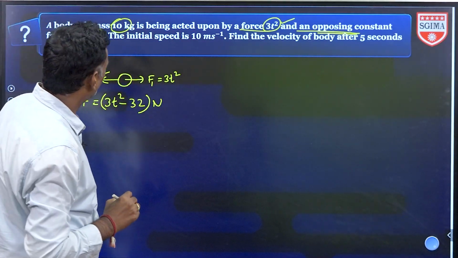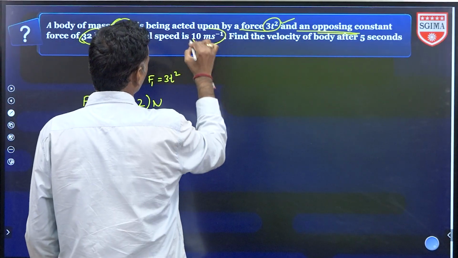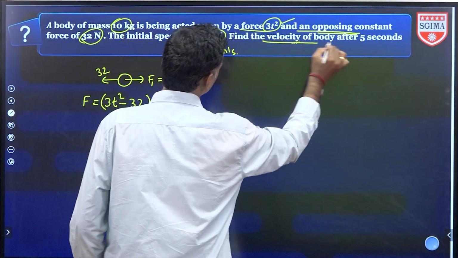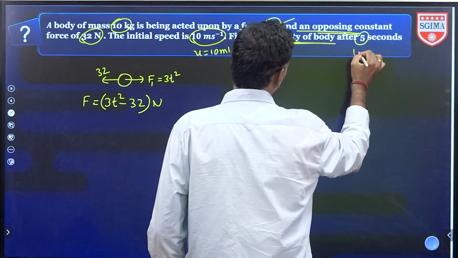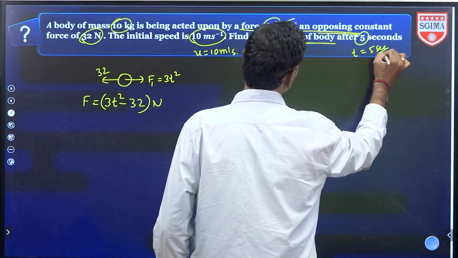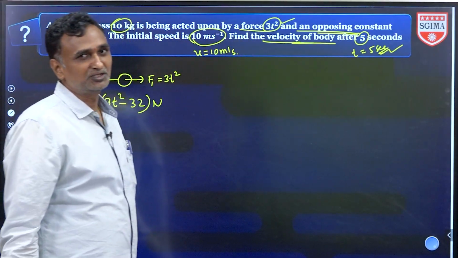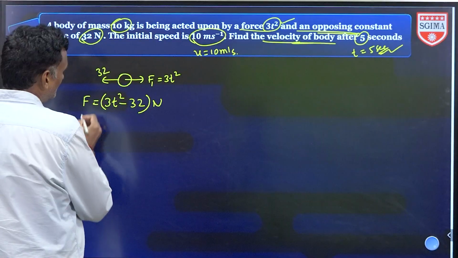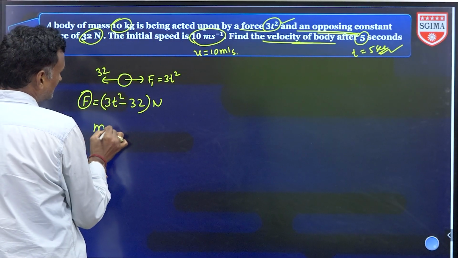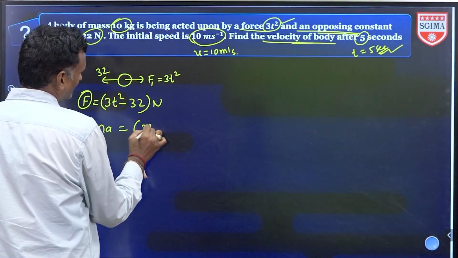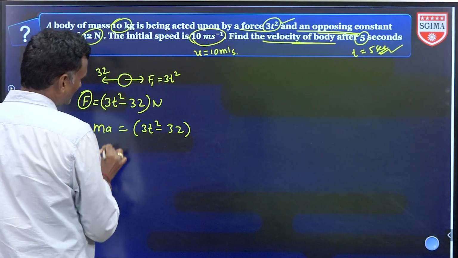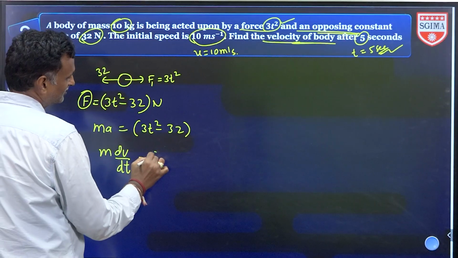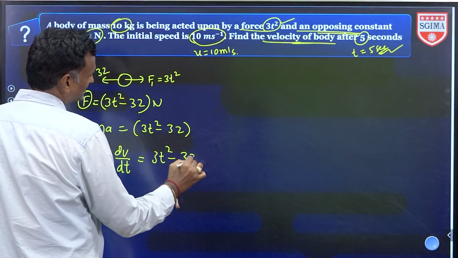Then the initial speed u is 10 meters per second. Find the velocity of the body after t equals 5 seconds. So from 0 to 5 we need to estimate here. We got the F equation, and from the second law F is ma, so ma equals 3t² minus 32, and a can be written as dv by dt.